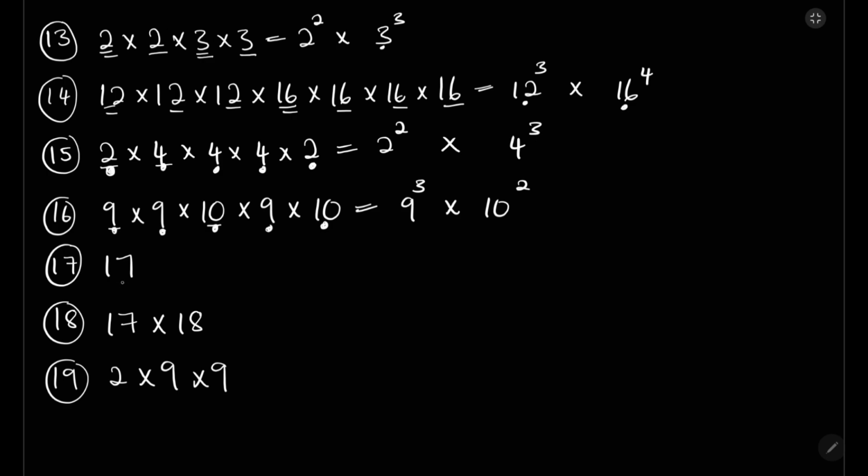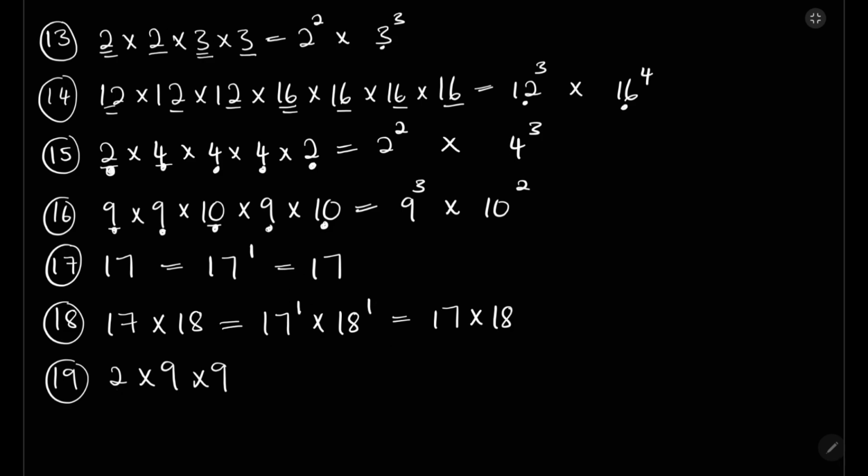Now let's try 17. What if you just have 17? 17 will just be 17 to the power 1. And this can be written as 17. When you have something to the power 1, it's the same thing as if you just write 17. What if you have 17 times 18? This will just be 17 to the power 1 times 18 to the power 1, which is the same thing as 17 times 18. There's no need to write down that 1.